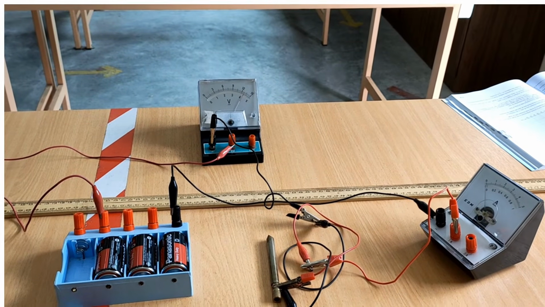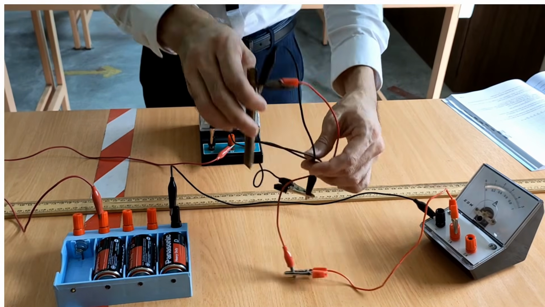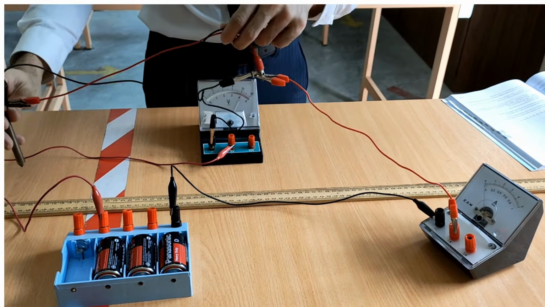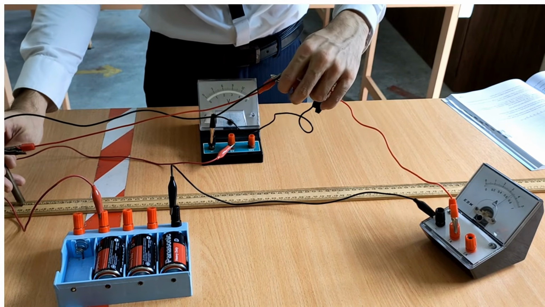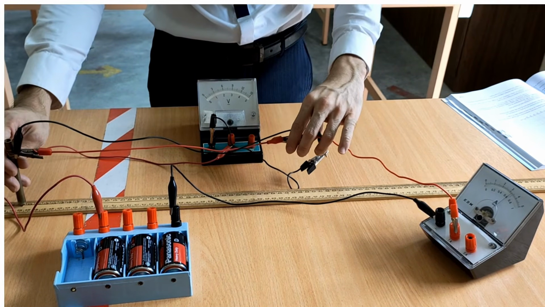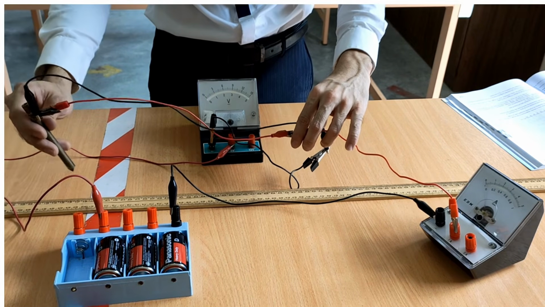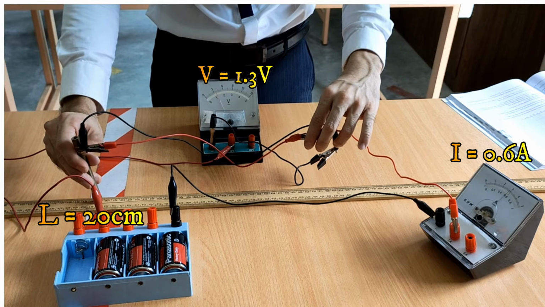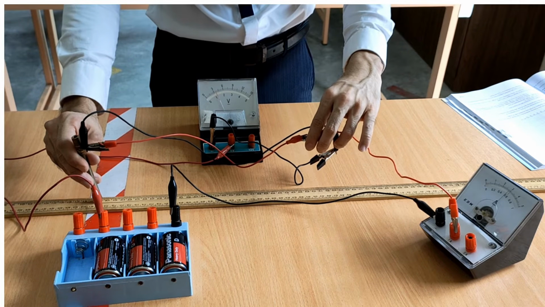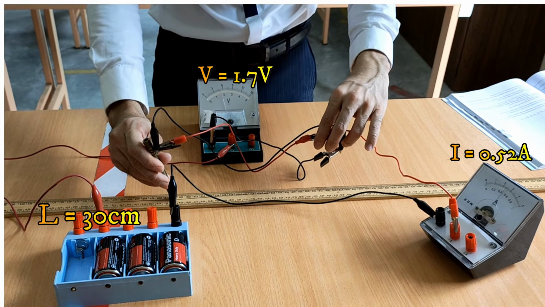Now, let us take the reading together. Please avoid parallax error when taking a reading on the voltmeter and ammeter. The first reading will be taken when L equals 20, and we get the reading from the voltmeter as 0.9 and 0.8 at the ammeter.